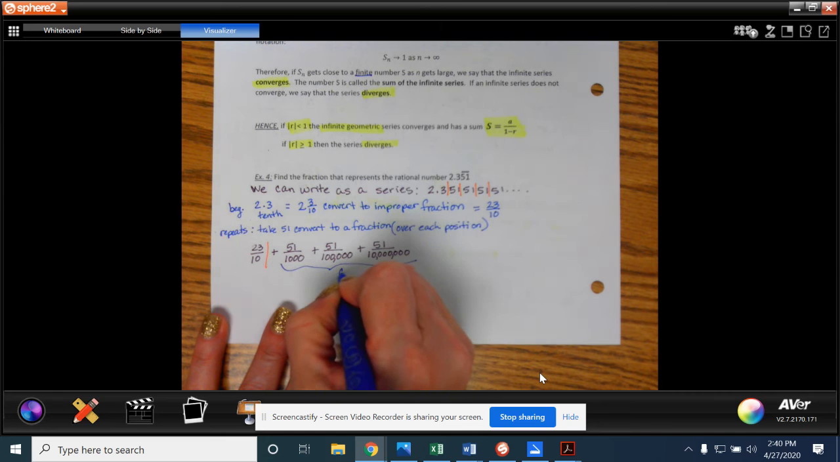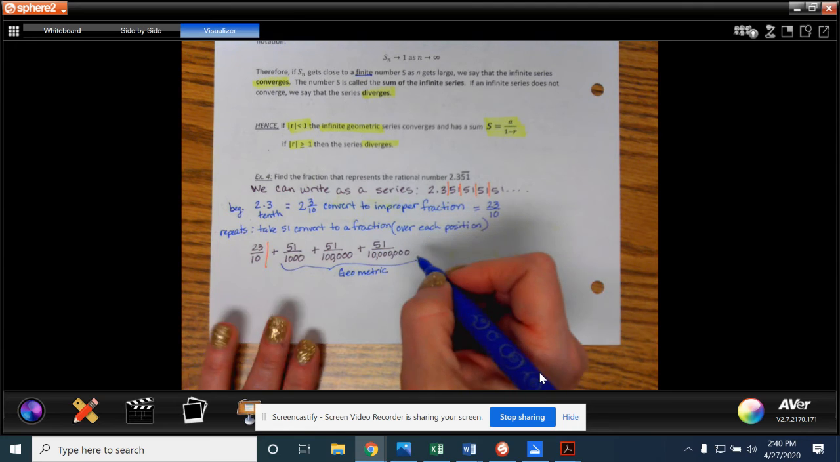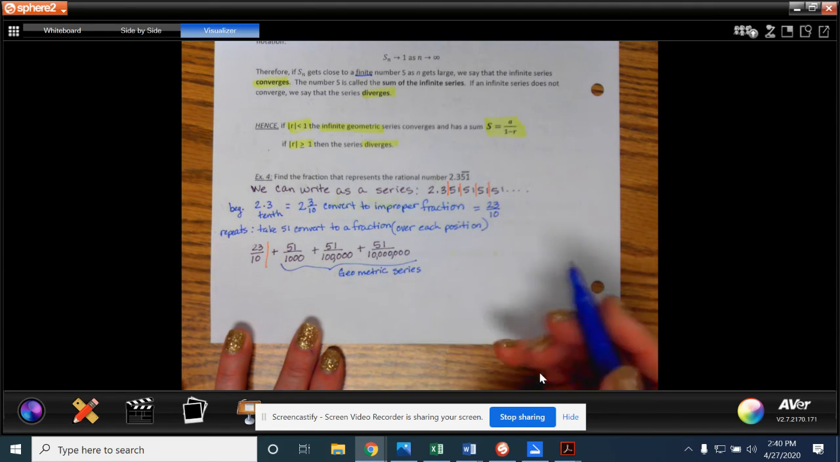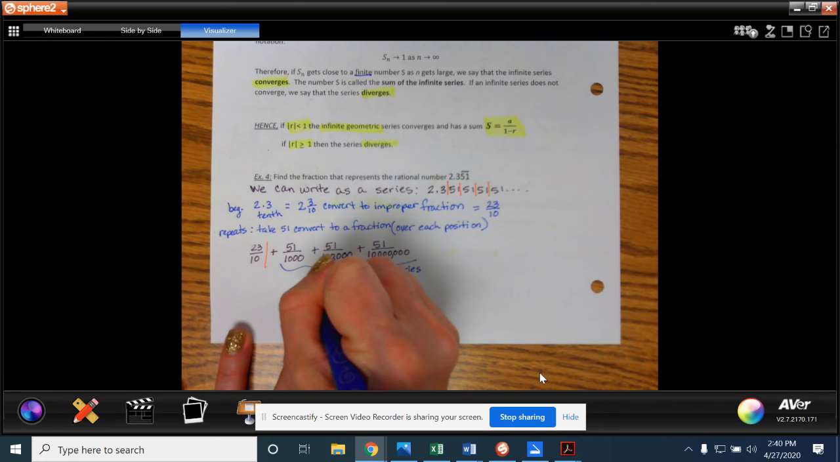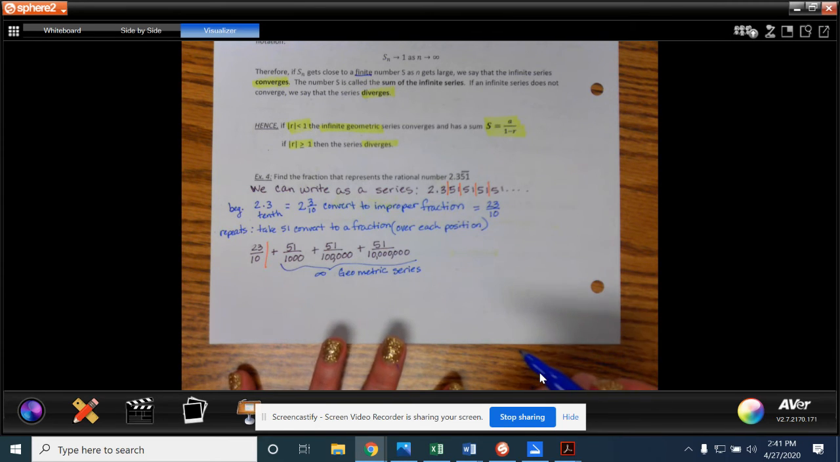This is now a geometric series. And it has the dot, dot, dot, because it's a repetend, so it is an infinite geometric series. It keeps going. Well, with that, I can find my A1 of that series and my ratio of that series, because that's what I need for the formula that has been already given to us.